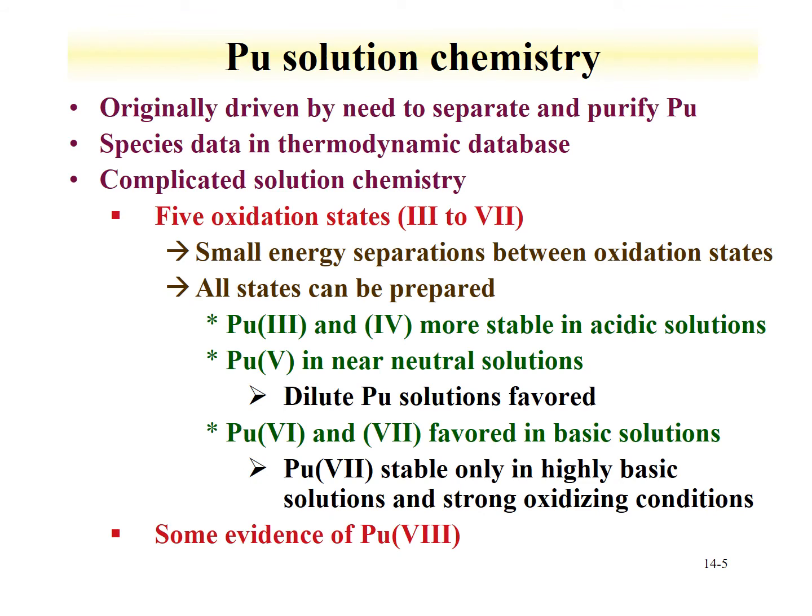The solution chemistry of plutonium has some similarities to what we've seen with uranium and neptunium, in that there are a number of oxidation states available. With plutonium, you can have 5 oxidation states from the 3 to the 7. However, in solution, you can actually have the 3, 4, 5, and 6 coexisting together. The 3 and 4 tend to be more stable in acidic solutions. The 5 has prominent stability in neutral environments, and the 6 in more basic solutions.